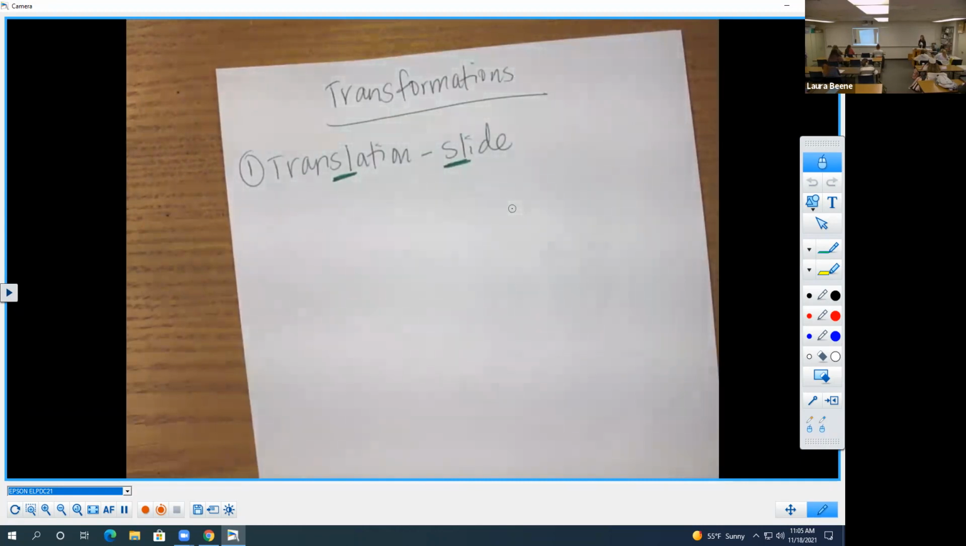Okay, so this could be just literally as easy as moving it up, moving it down, moving it left, moving it right. You can make it a little more difficult and say it needs to be translated by a vector that is 2.5 units long, so it needs to move this direction 2.5 units, so on and so forth. But essentially, it's just moving it around. That's the easiest of all the transformations.